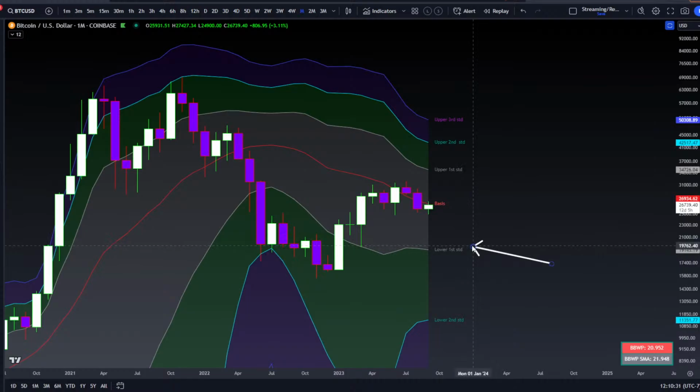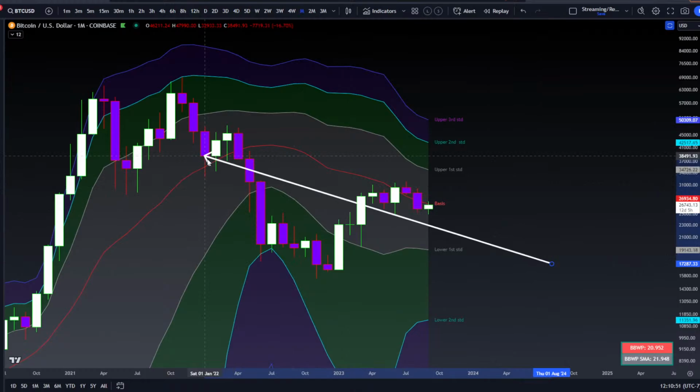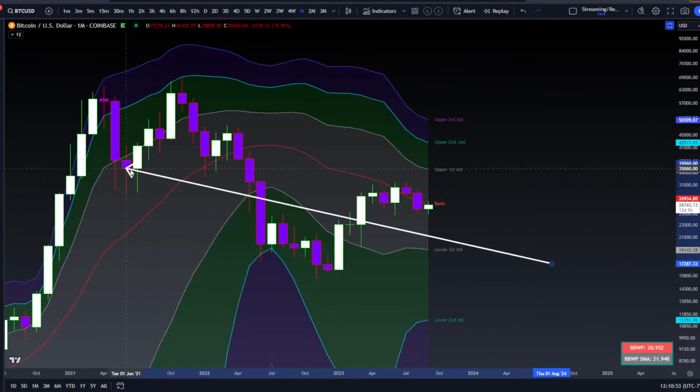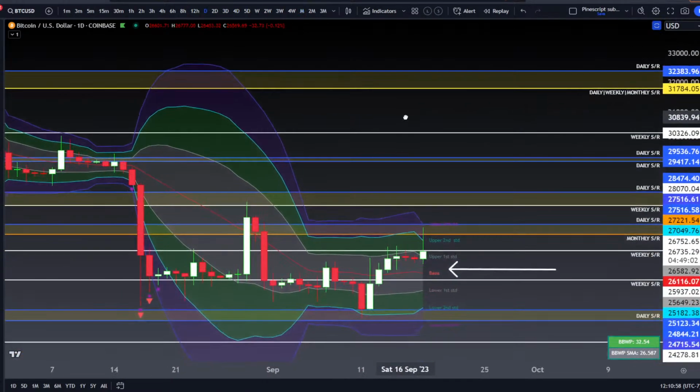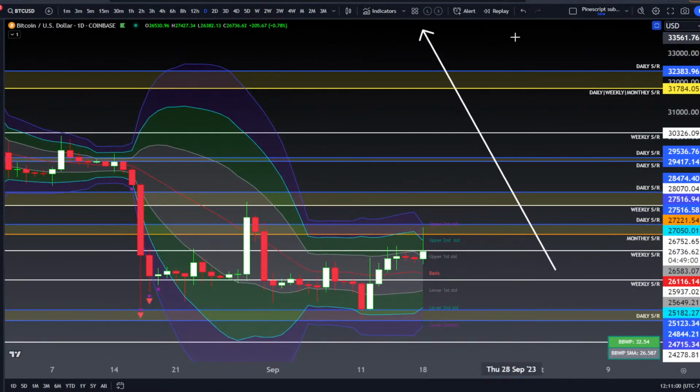I also would not be surprised trading back around the basis if Bitcoin were to then go take out the highs and try that upper first, which just so happens to be at around $35,000. And I just pointed that out. That is a weekly area at 34,700 or so. And then, of course, there's the monthly up here at $35,060, just above that upper first.